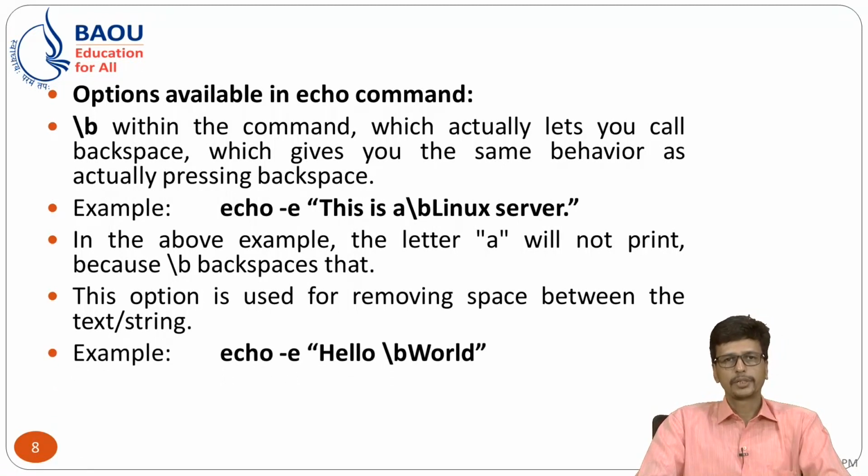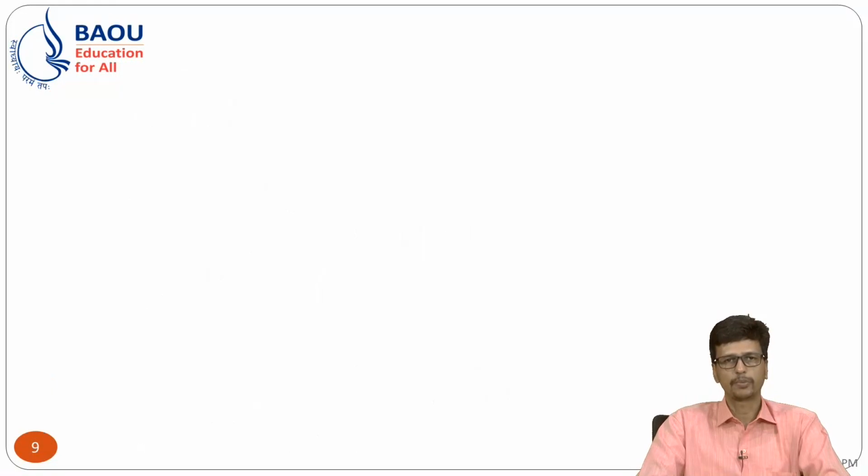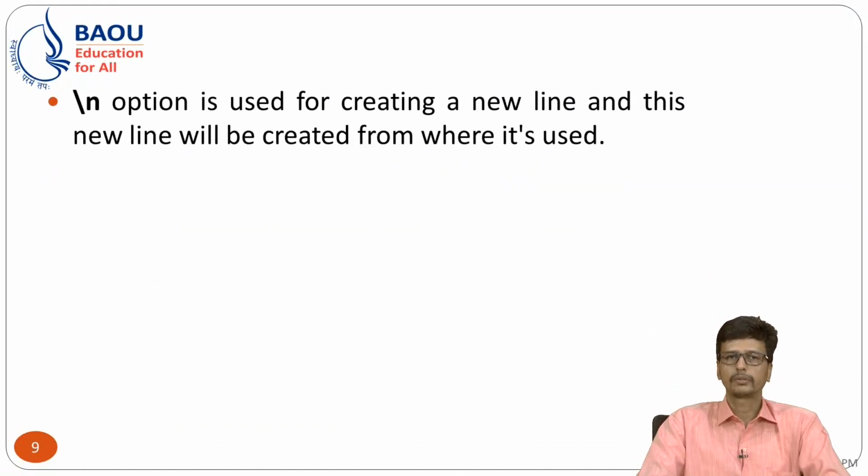You can see also here the space can be removed with the help of \b. The E option, that we have discussed, enables the backslash escape sequencing, or you can say the character sequencing. Without E, the characters are printed as they are, as you write them in the echo command. Next option is \n, that is for the new line.